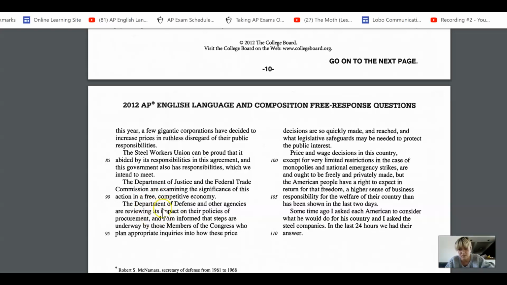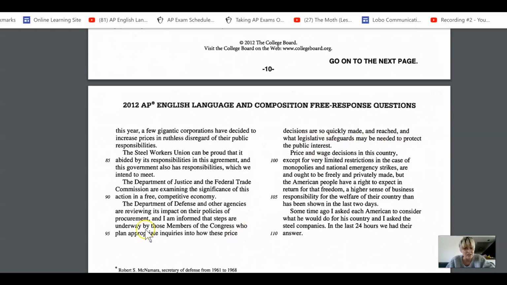He says the Department of Defense and other agencies are reviewing its impact on the policies of procurement, and I am informed that these steps are underway by those members of the Congress who plan to appropriate inquiries into how these price decisions are so quickly made and reached, and what legislative safeguards may be needed to protect the public interest.